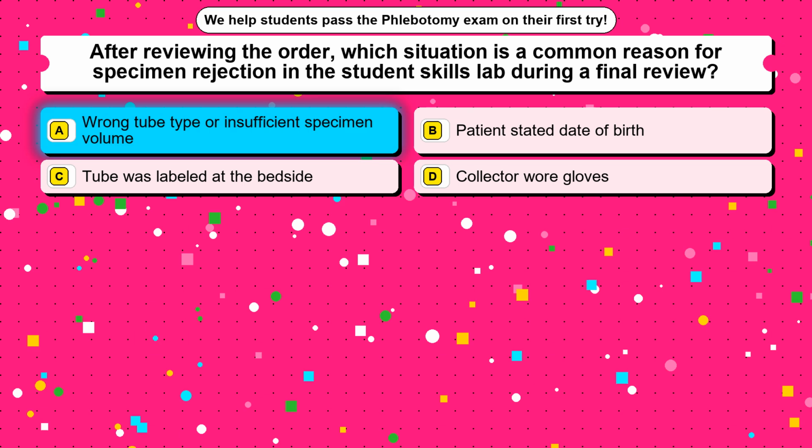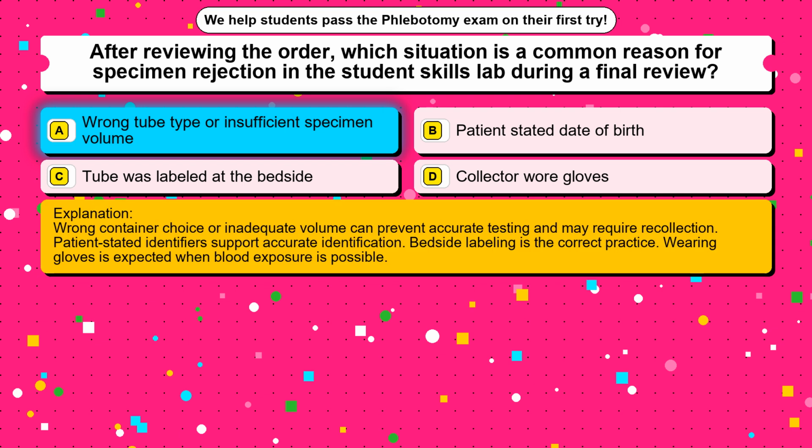The correct answer is option A. Wrong tube type or insufficient specimen volume. Wrong container choice or inadequate volume can prevent accurate testing and may require recollection. Patient-stated identifiers support accurate identification. Bedside labeling is the correct practice. Wearing gloves is expected when blood exposure is possible.